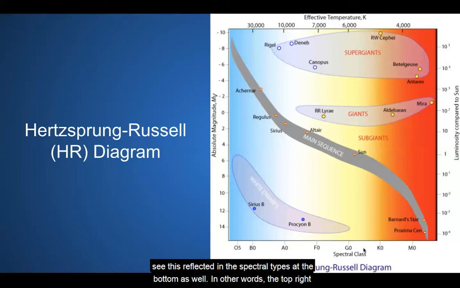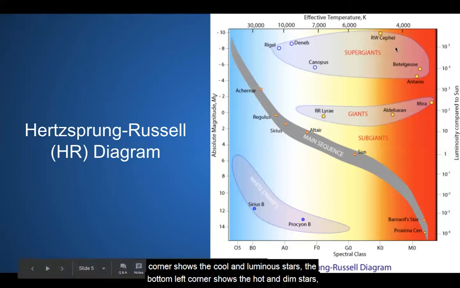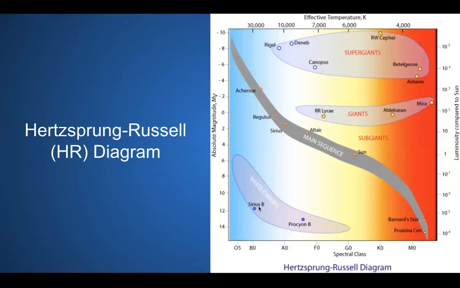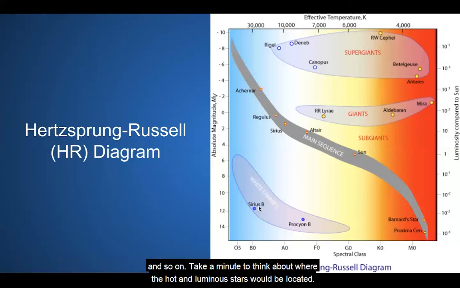In other words, the top right corner shows the cool and luminous stars. The bottom left corner shows the hot and dim stars, and so on. Take a minute to think about where the hot and luminous stars would be located.